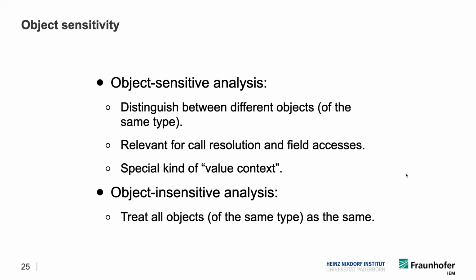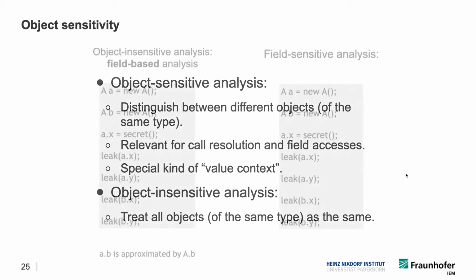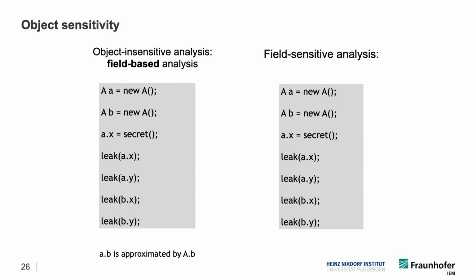So to show you that in a bit more practical terms, let's take a look at the following example. Here we have the same example program on both sides. And what is it doing? Basically, you are creating two different objects. And the field X of the first object of A is actually tainted with a secret value. Then we're leaking two different fields of A, one tainted, one not. And we are also leaking two different fields of another object B, both of which are not tainted, right? Because both objects are actually quite unrelated.